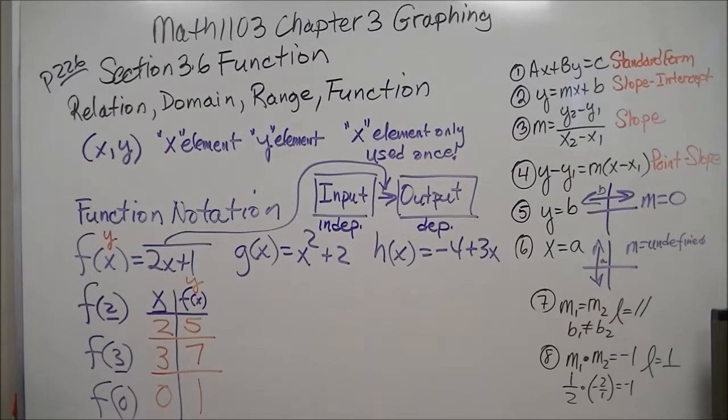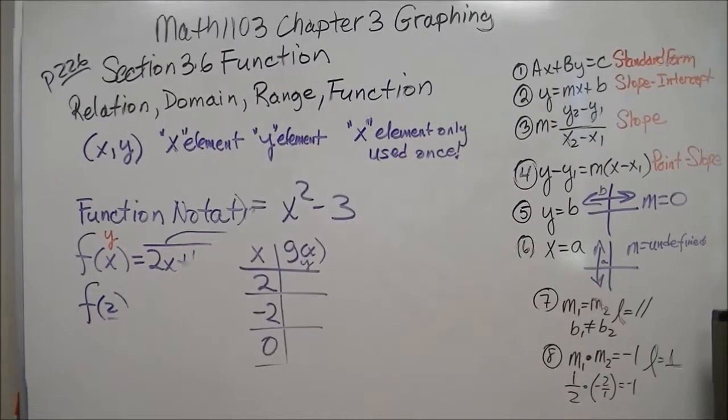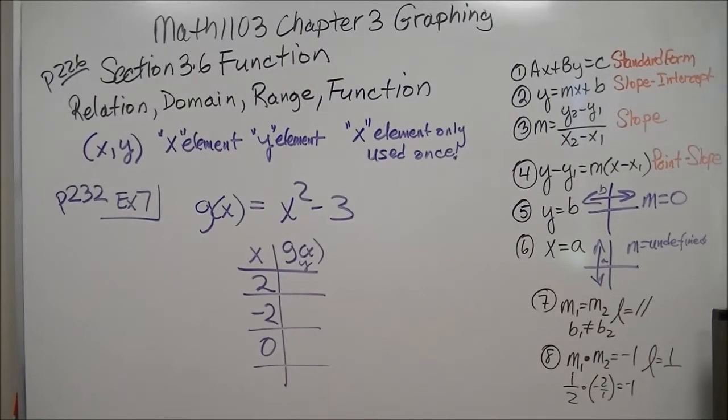And that's basically the start. Now we'll get to some examples. So, for example 7, they give us the g of x, again in function notation, is this. And then they have these as your values of x: a 2, a -2, and a 0. So you're to put that in to see what comes out.